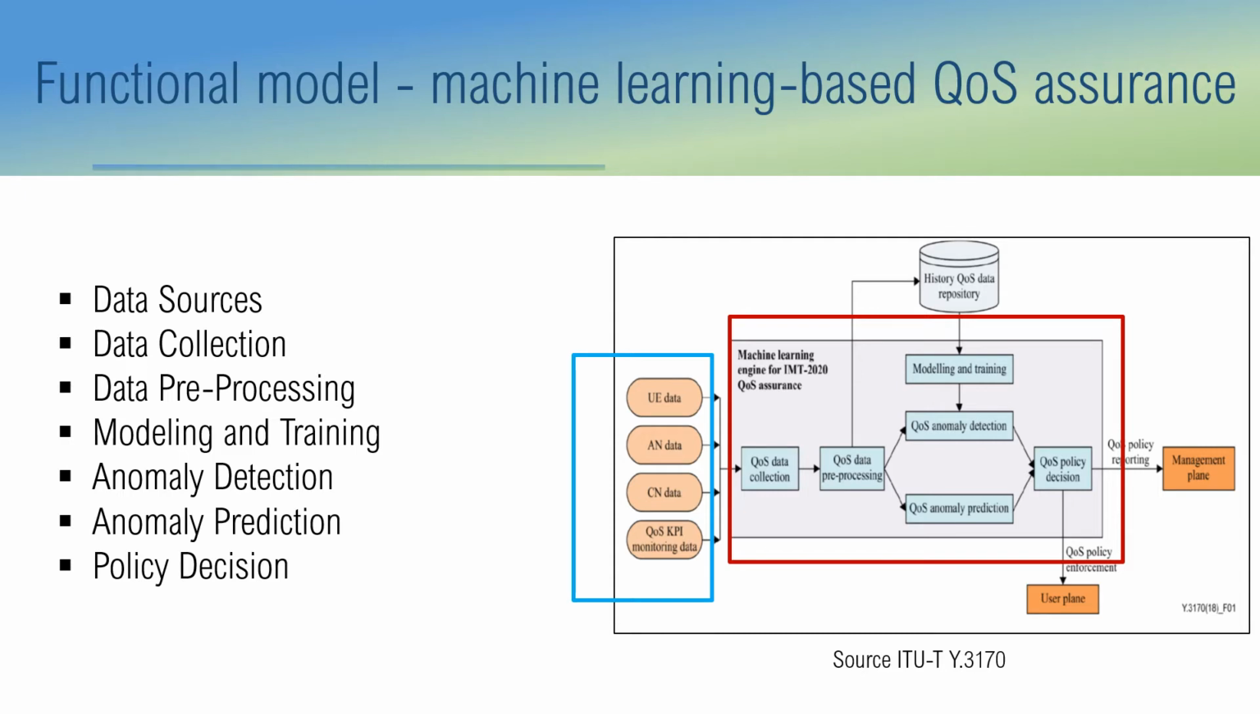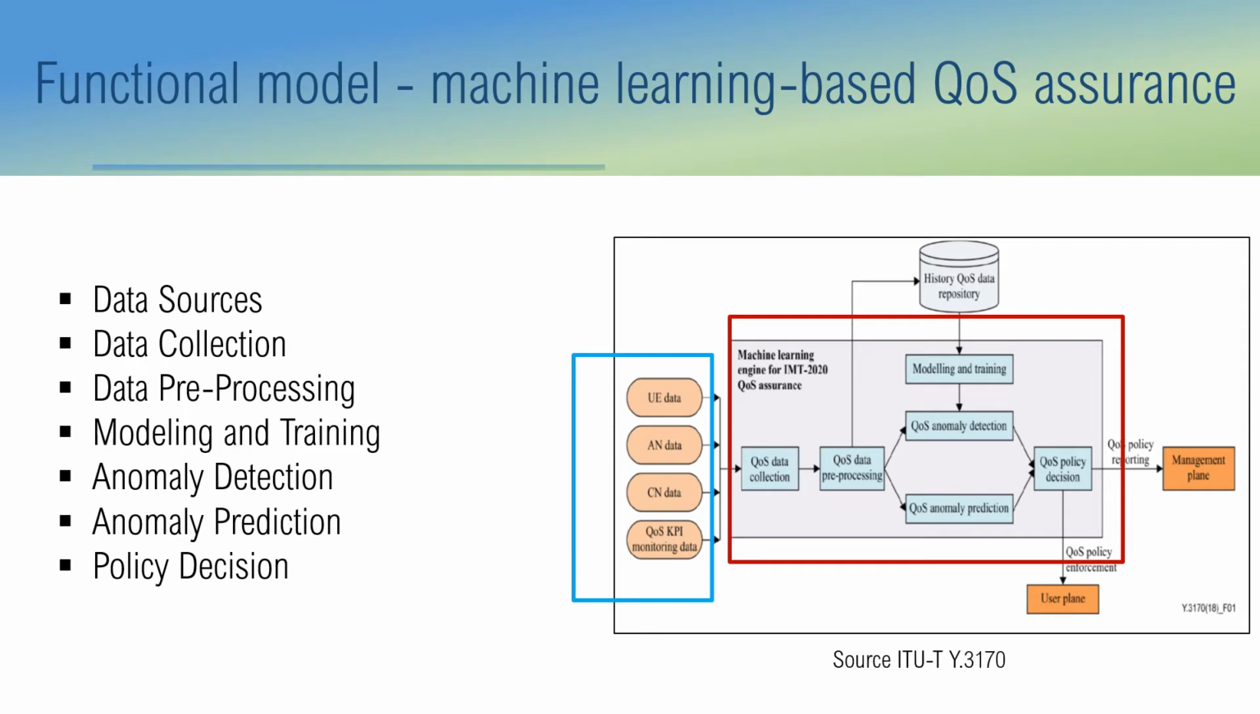The first one is the data sources. Next, you have data collection and data preprocessing components. Then modeling and training component, anomaly detection and anomaly prediction component, and a decision component. The box which is circled in blue on the left has the traditional network functionalities or network elements. And the box circled in red has the components of the machine learning overlay.